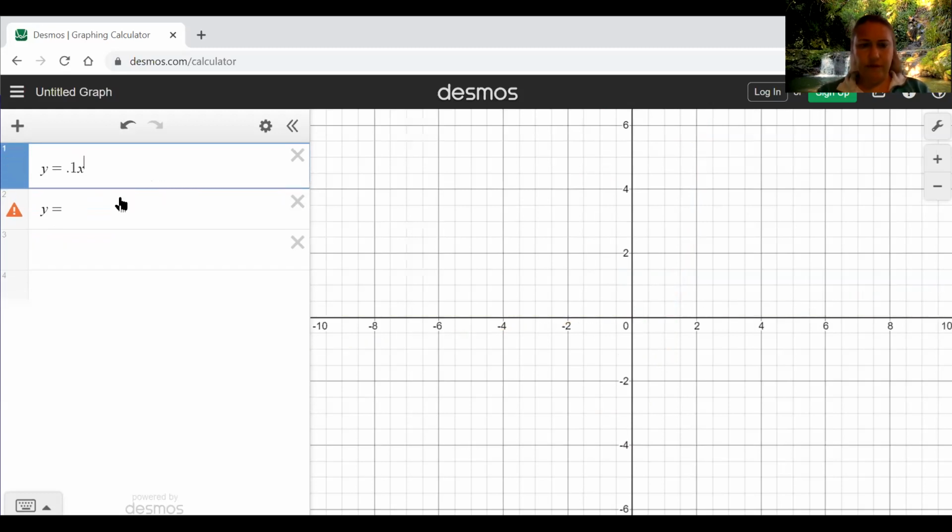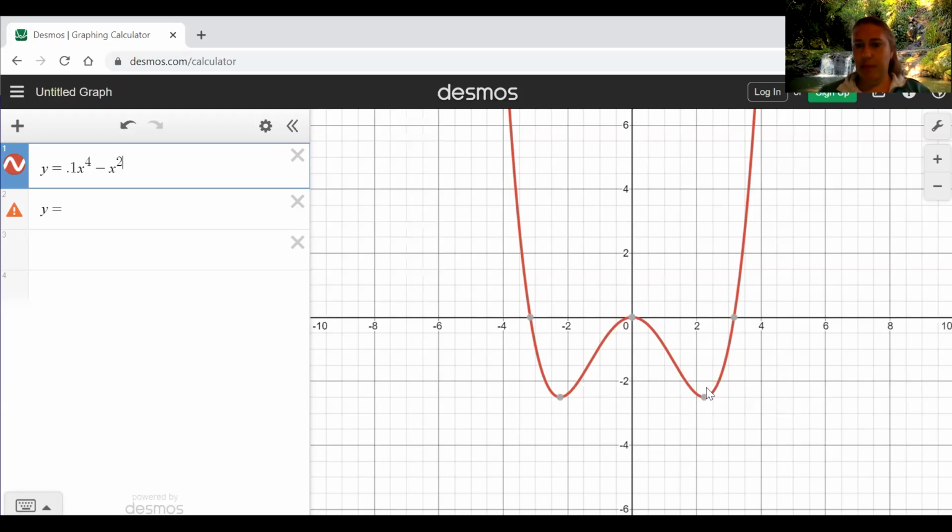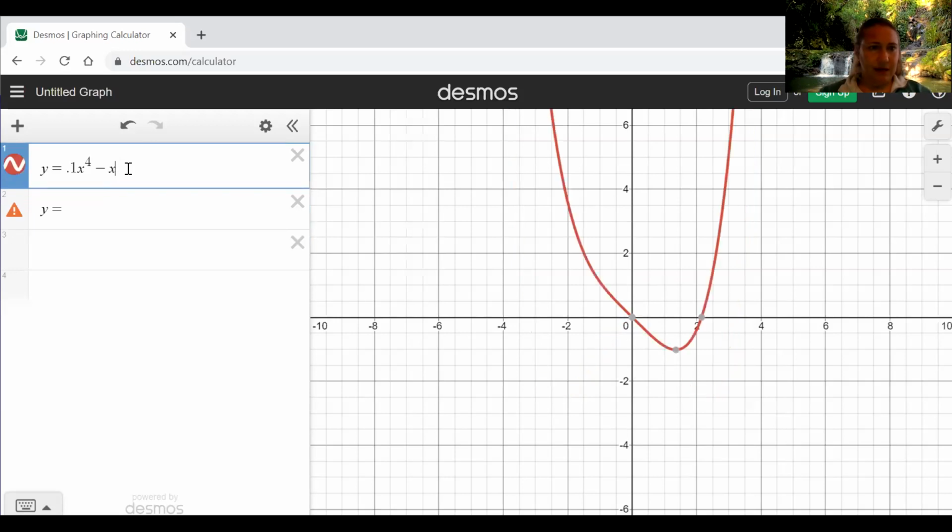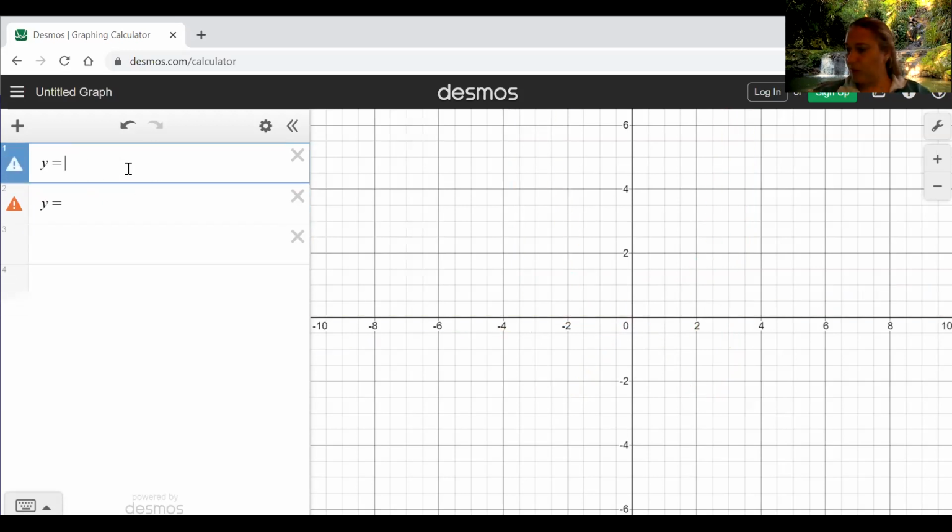Next is 0.1x to the 4th minus x squared. Take a look at what symmetry this function has. I think it's pretty easy to see that I have symmetry with respect to the y-axis. If I fold along the y-axis, these two halves match up perfectly. So this function would be even. Let's check out this one. I had an even, I had a neither, and I bet you're guessing the third one will be odd.